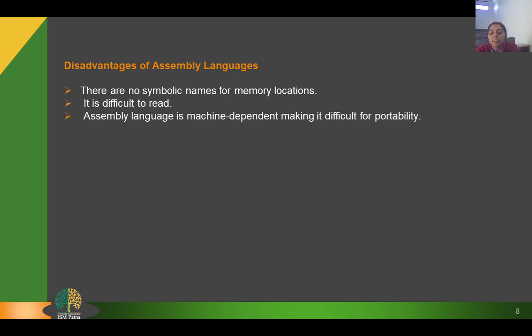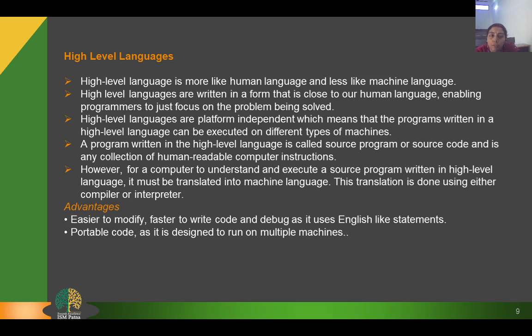So to remove these limitations, high-level languages were introduced. They are more like human language and less like machine language. These are written in a form that is close to our human language, enabling programmers to just focus on the problem being solved. High-level languages are platform independent, which means that programs written in a high-level language can be executed on different types of machines.